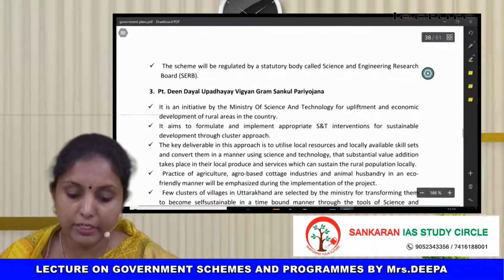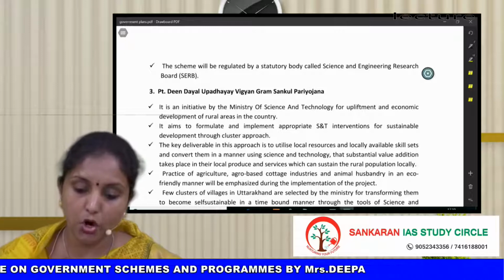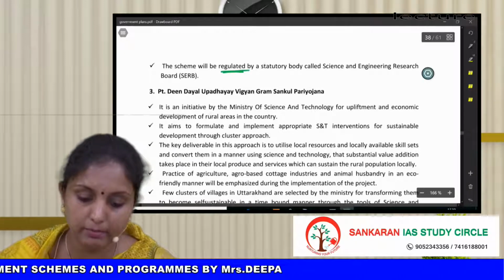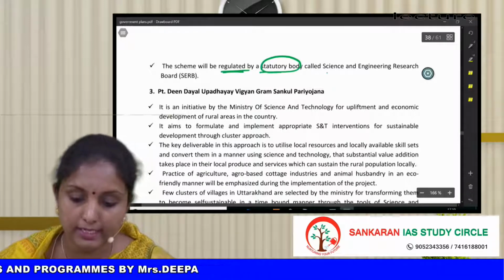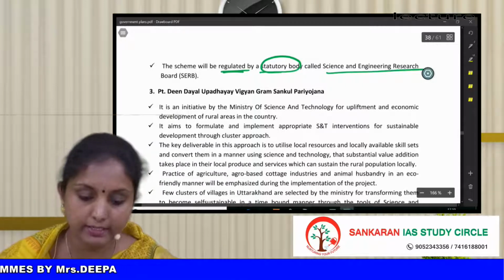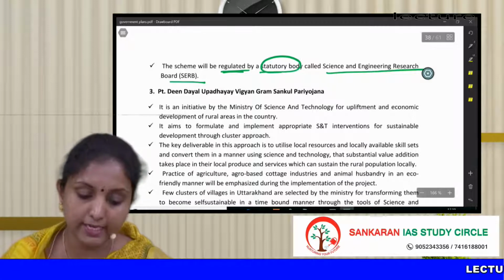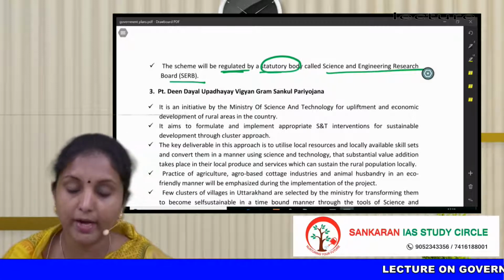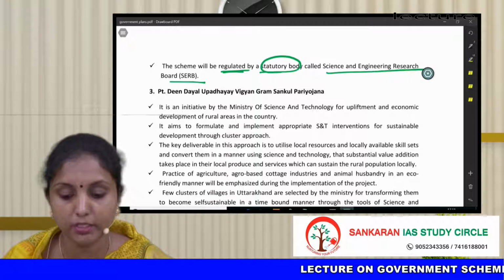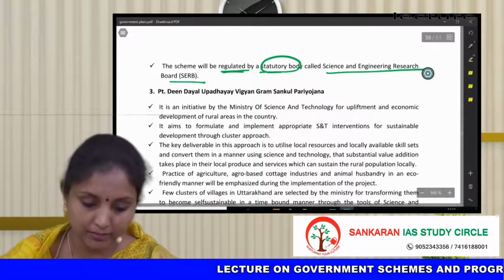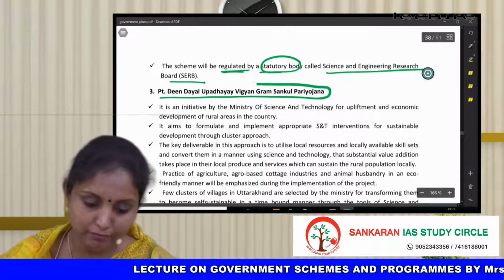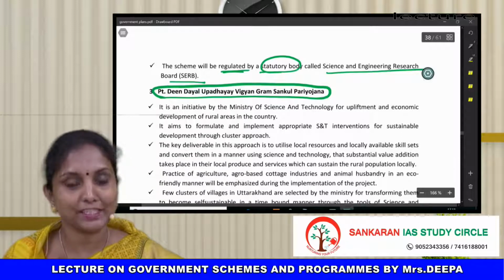The scheme will be regulated by a statutory body called the Science and Engineering Research Board. Okay. So the next program under the ministry is Pandit Deen Dayal Upadhyaya Vigyan Gramma Sankul Pari Yojana. It's a long name, but you have to remember what it is related to.